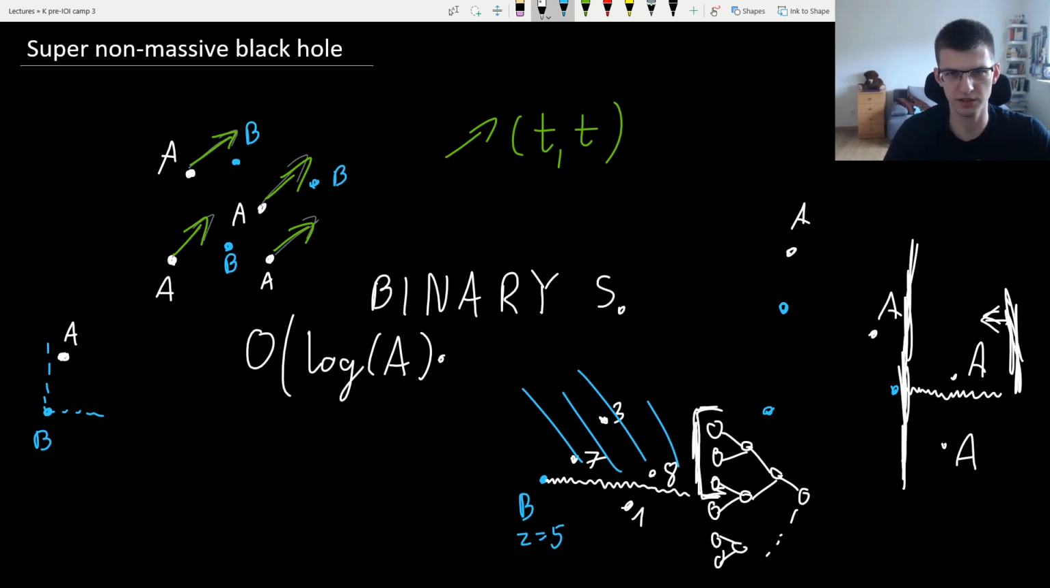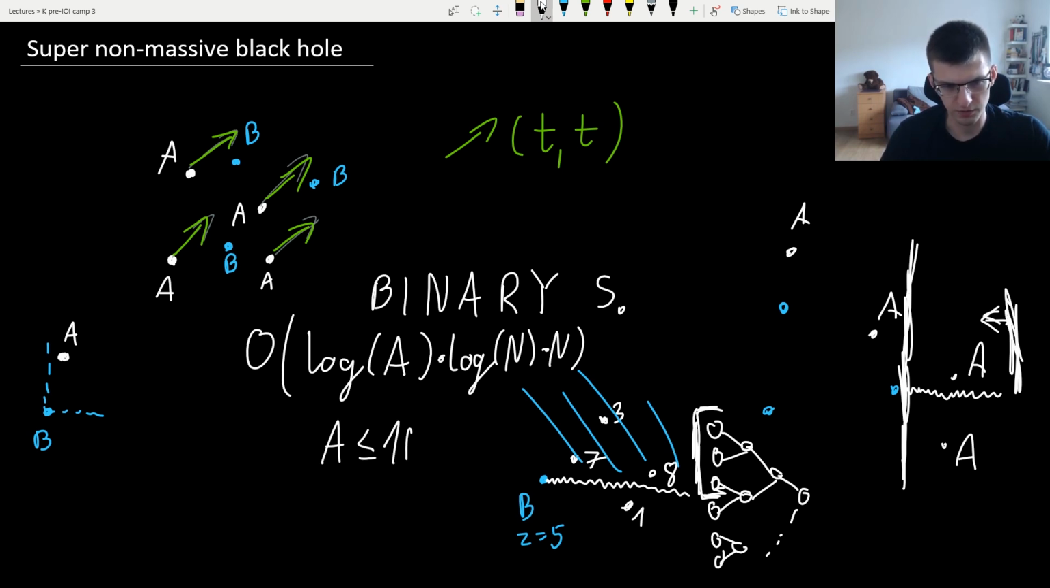Segment tree has complexity log, and we use segment tree for each of n points. The complexity is n times log n times log a, where a can be up to, I think, 10 to 18 in the last subtask. So this logarithm is quite big. It's 60 times n times log of n, which is 20. It's too high for limits.